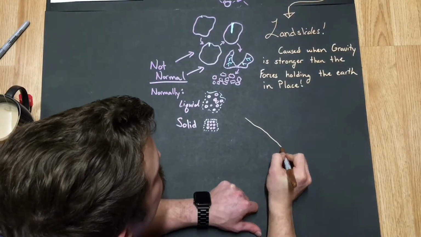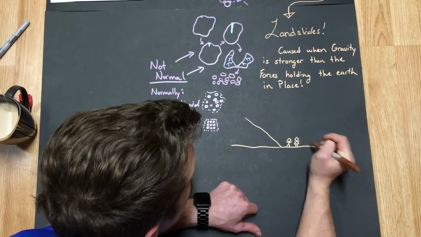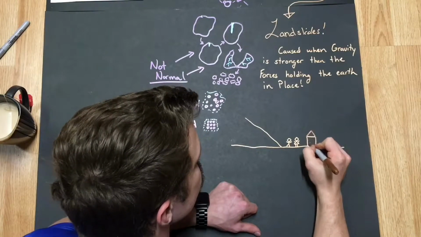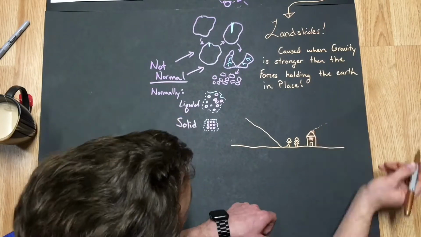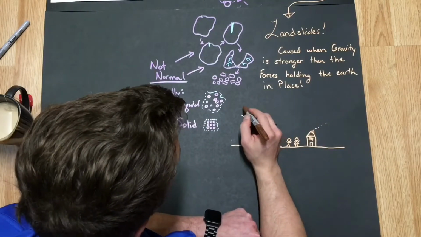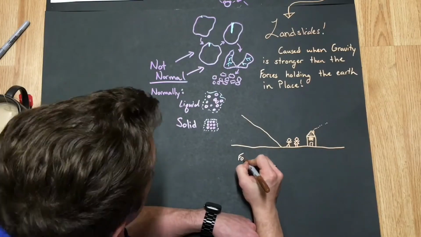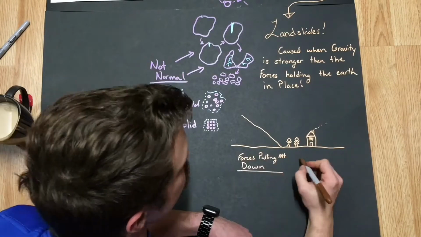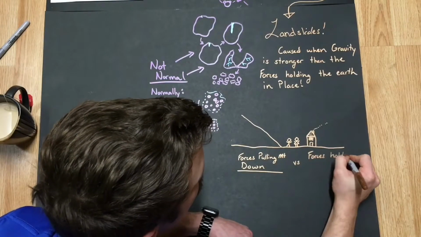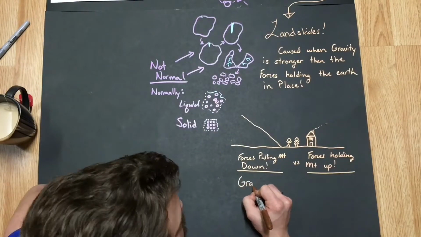So if we have a nice little mountain here, and then we have some people, and then they have, like, their house. We don't really want the little mountain to come crashing down and envelop their house. And so you have to think about that type of thing. What would cause a landslide? So let's think about the forces pulling the mountain down, trying to destroy our home, and then we'll think about the forces holding the mountain up.